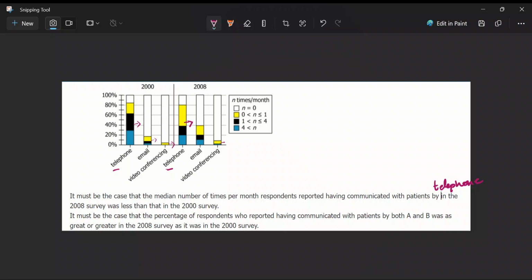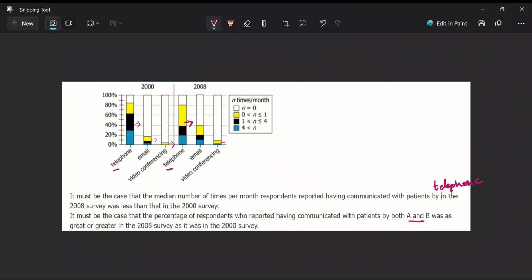So when we come to the next blank, the question is: it must be the case that the percentage of respondents who reported having communicated with patients by both A and B was as great or greater in the 2008 survey as it was in the 2000 survey. In this question, we are supposed to combine two methods and see whether we can find a way in which the number of patients who communicated through those two methods is greater in the 2008 survey. If we have to be sure about it, we have to take the minimum in 2008 versus the maximum in 2000.